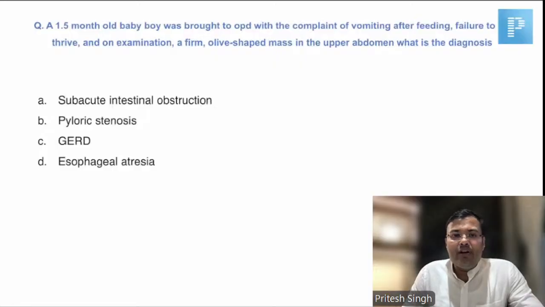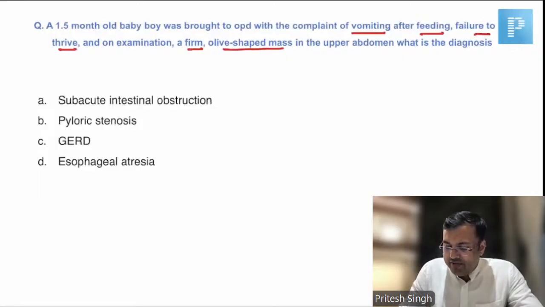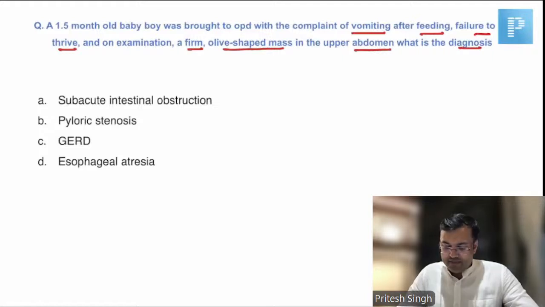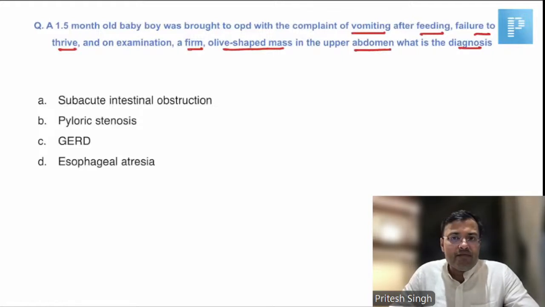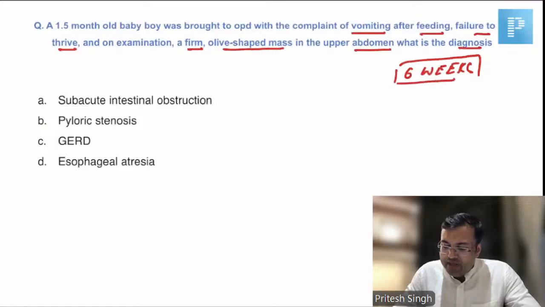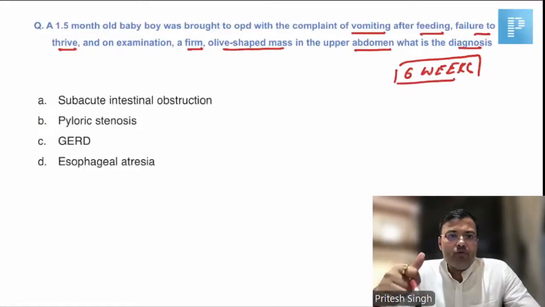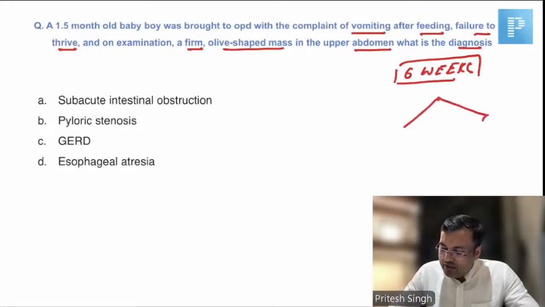Next, 1.5-month-old baby boy was brought to the OPD with complaints of vomiting after feeding, failure to thrive, not gaining weight. On examination, firm olive-shaped mass in upper abdomen. What is the diagnosis? There is olive-shaped mass. Now see, what is the age? 1.5 months. Okay, means 6 weeks after birth. There is vomiting after feeding. But here, bilious or non-bilious is not mentioned. Failure to thrive. And there is olive-shaped mass. Can you tell me what is this diagnosis here?